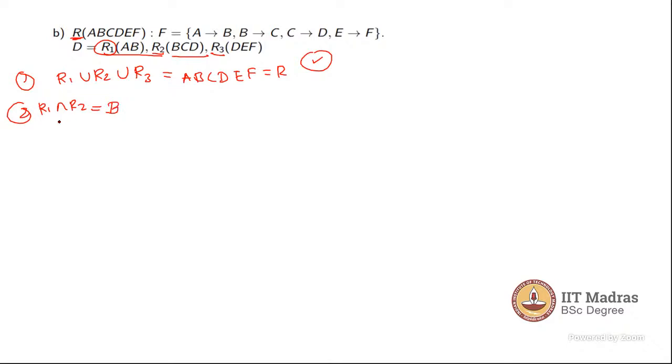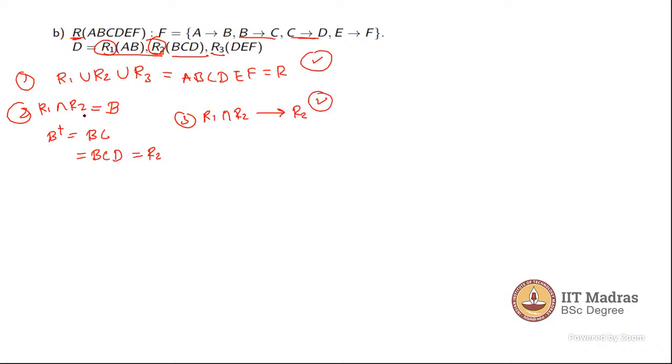Now if we take the closure of B plus here, can we determine R1 or R2? Let us see. From B determines C, I can say BC. And from C determines D, I can say CD. So B, C, D, which equals R2. Right? So our third condition, that is R1 intersection R2 is determining R2, is satisfied.